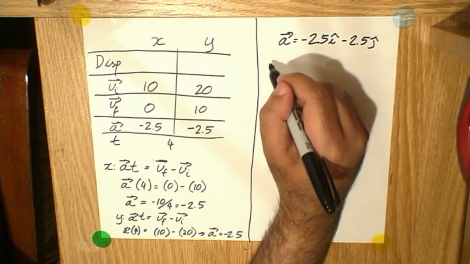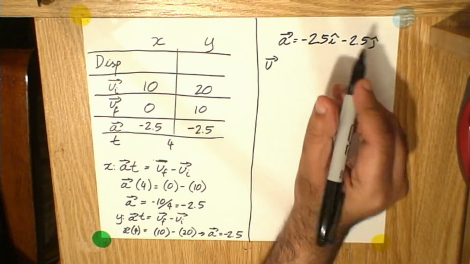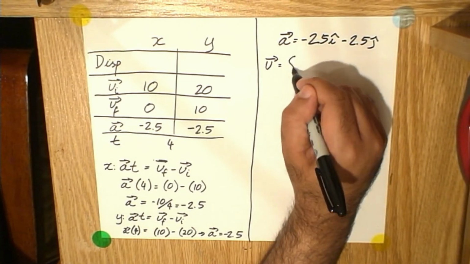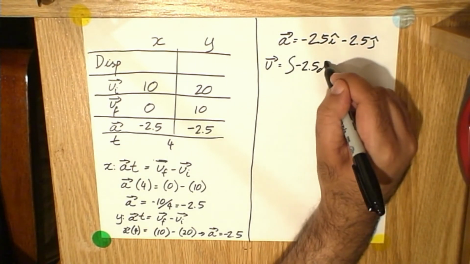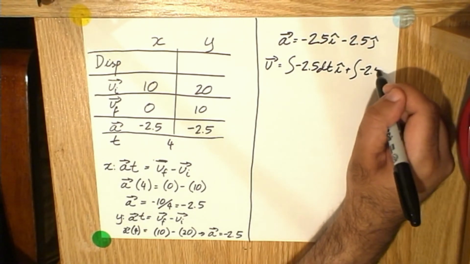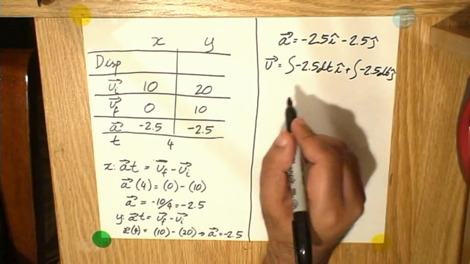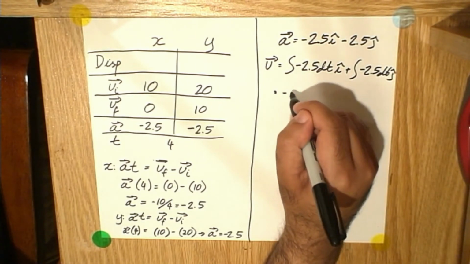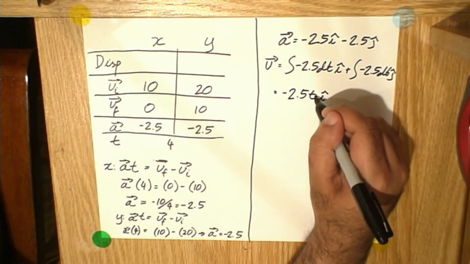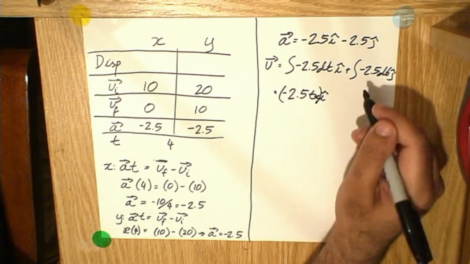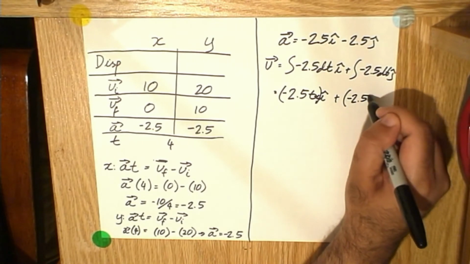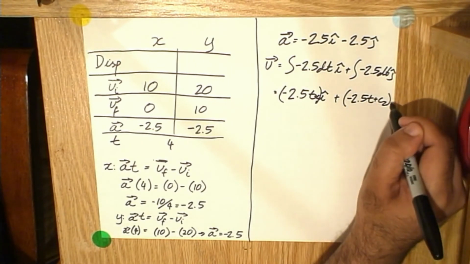Now, we next need to find the velocity. The velocity is found by taking the antiderivative of each one of these terms. So that would be integral of negative 2.5 dt i hat plus integral of negative 2.5 dt j hat, which works out to negative 2.5 times t in the i hat direction. Oh, almost forgot the plus c. Let's call this plus c1, plus negative 2.5 t plus c2 in the j hat direction.